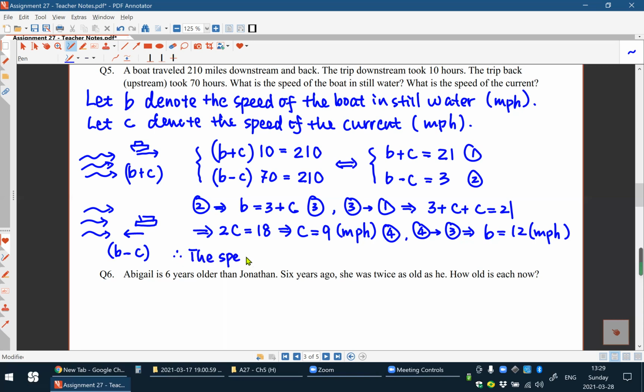Okay, so let's make the conclusion. The speed of the boat in still water, actually it's in still water, is 12 mph, and the speed of the current is 9 mph. Okay. Any questions?